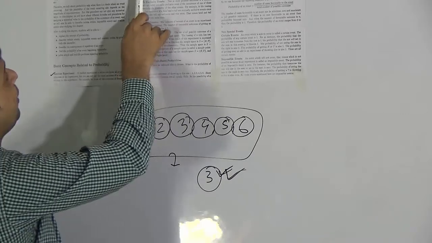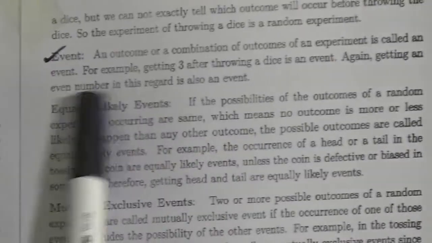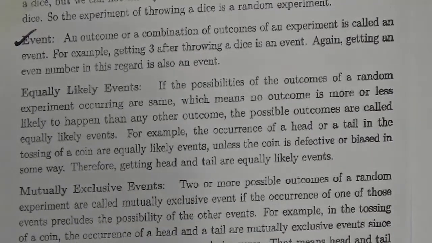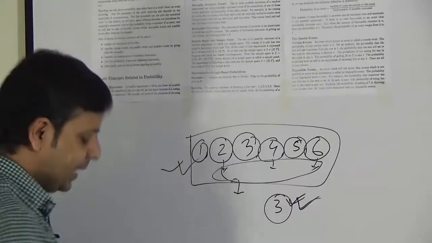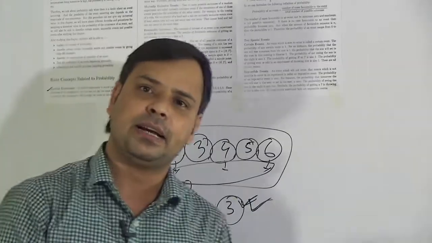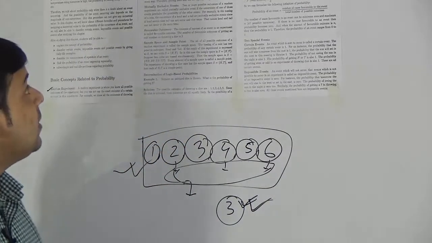Here the example is given. For example, getting 3 after throwing a dice is an event. Again, getting an even number in this regard is also an event. It means that from 2, 4, 6, any one we may get, that will be also an event. Getting an even number is also an event.